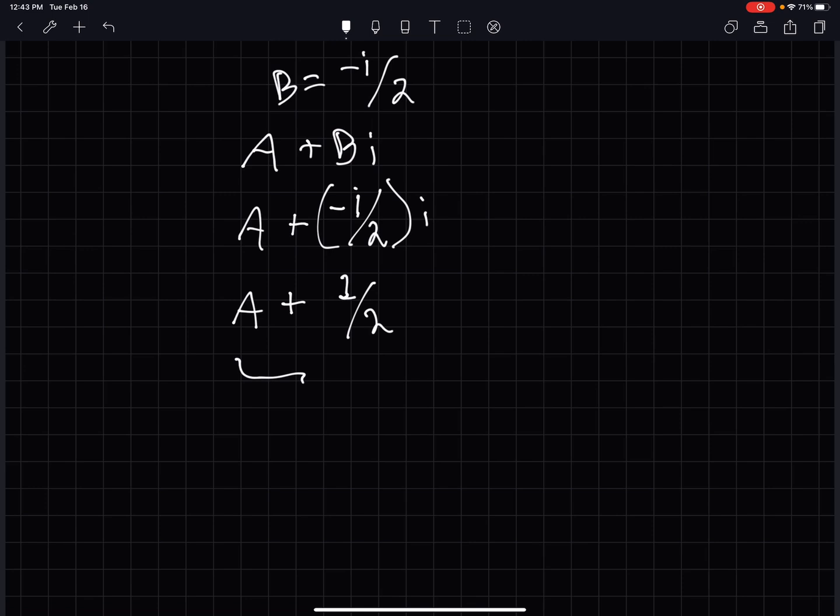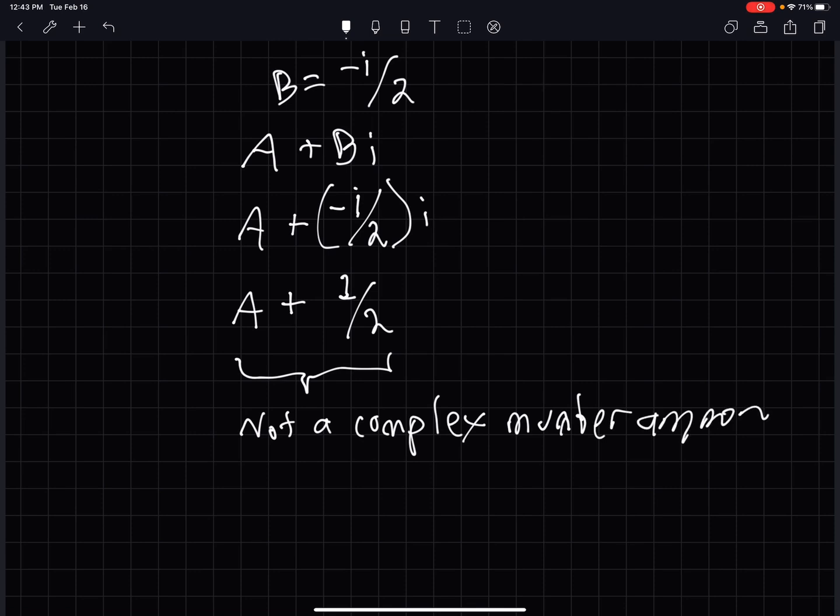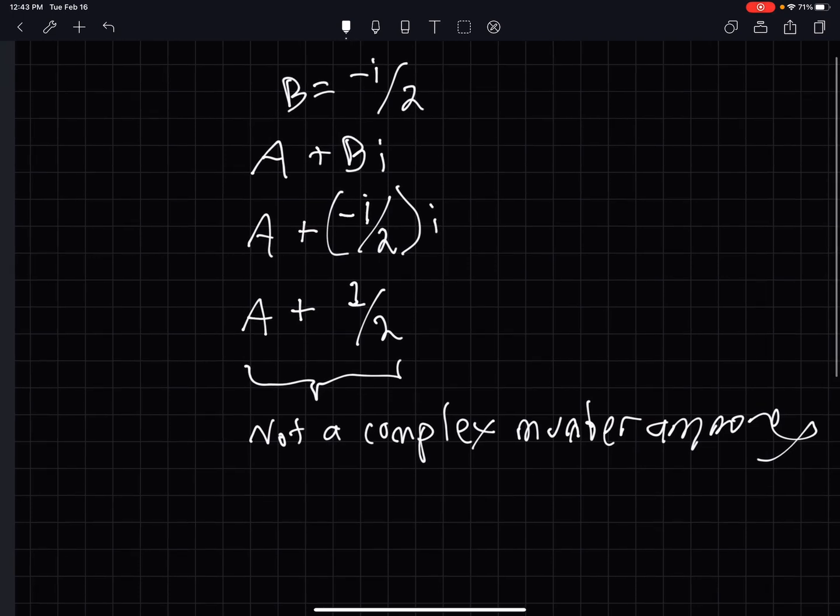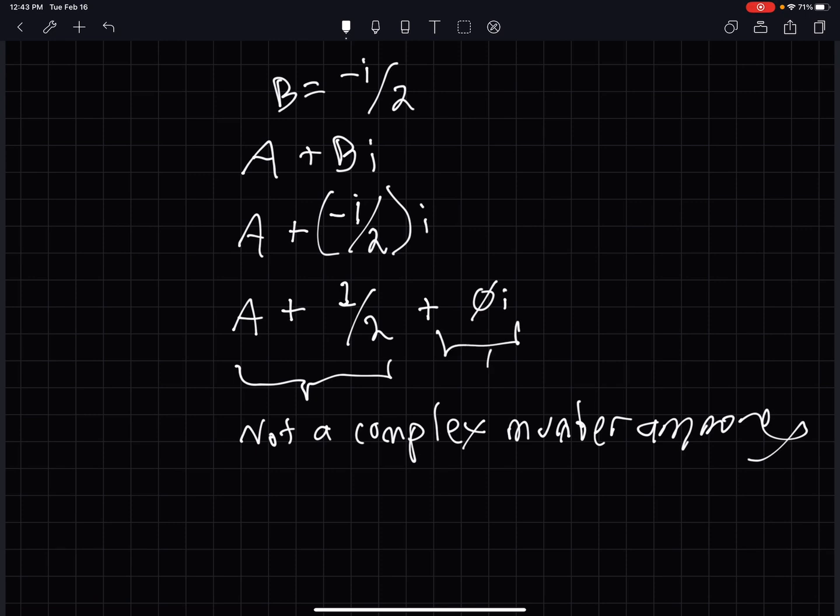Now, you could say it's not a complex number anymore, and you'd be right. But you could also say plus 0i, because remember, the complex plane contains all the real numbers in it. So this is still a complex number. It's just a plus 1/2. So wherever a is, plus 0.5, with no complex component. So again, this is not an invalid number. Even if it was a complex number, we could still say it's complex. It just doesn't have an imaginary component anymore because this canceled it out.